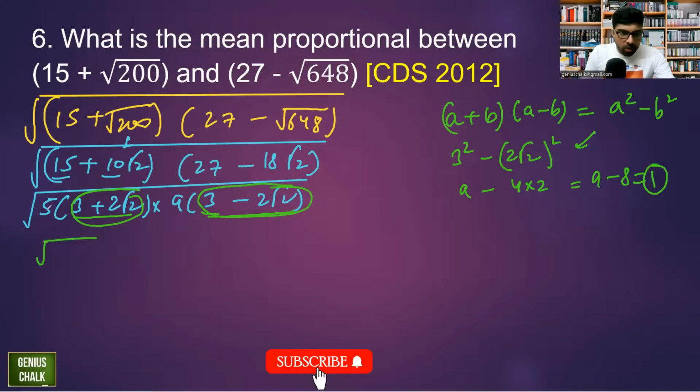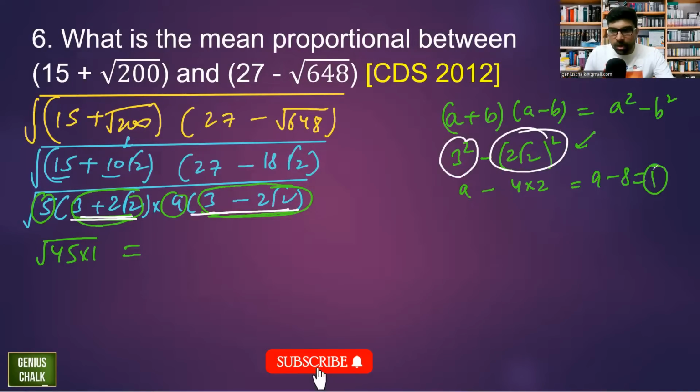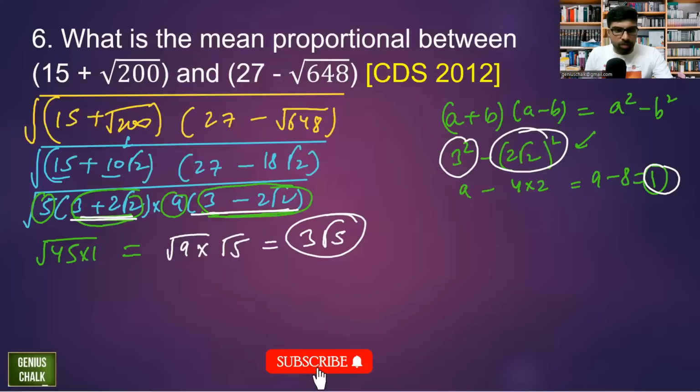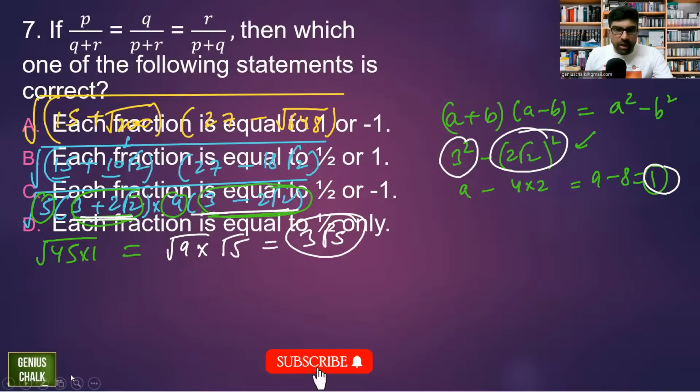And what am I left with now? Root of 5 into root of 9, which is basically root 45, right? And into 1, because the answer was 1. So this is 3 plus 2 root 2 and 3 minus 2 root 2, A plus B form and A minus B form. It is A square minus B square. By solving it, I am getting 1. So 1 square root is also 1. So 45 I can break as root of 9 into root of 5. What is root of 9? It is 3. So my actual answer is 3 root 5. Okay. So this is how we need to solve this question faster. All right.